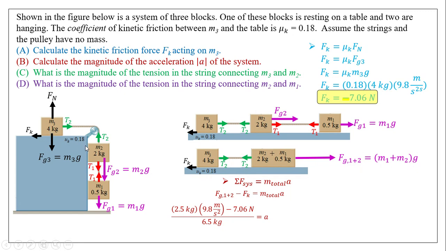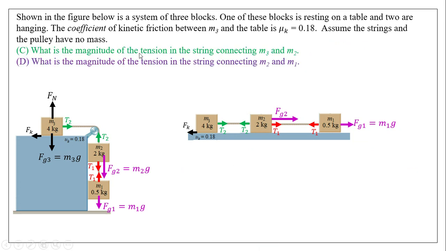Here, 4 kilograms plus 2 is 6. 6 plus 0.5 is 6.5. And if you simplify that on your calculator, you should get a value of 2.68 meters per second squared. And it says magnitude, so I'm just going to leave the answer as that. All right, let's go ahead and crack out part C and D on the next slide.